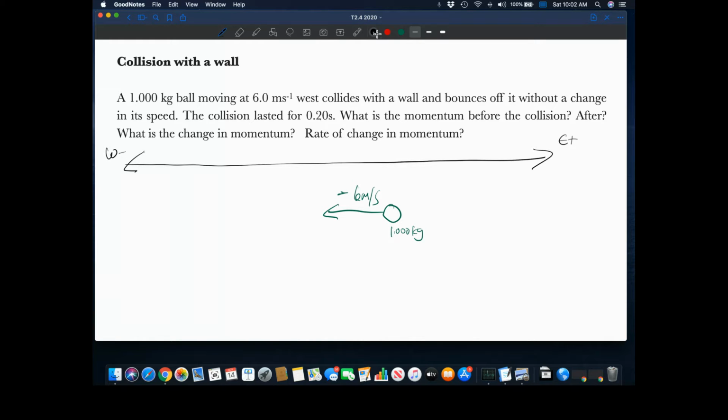It collides with a wall. Well, if it hits a wall, the wall must be over here, like this. And so we can see there's going to be this moment of contact. And then after it bounces off the wall, it says it does so without a change in speed. So the speed is the same. And that means now that this has a velocity of positive 6 meters per second. So the speeds are the same, the directions are opposite. All right, and we know that this collision lasted for 0.20 seconds.